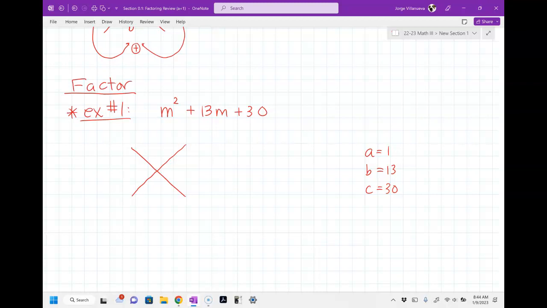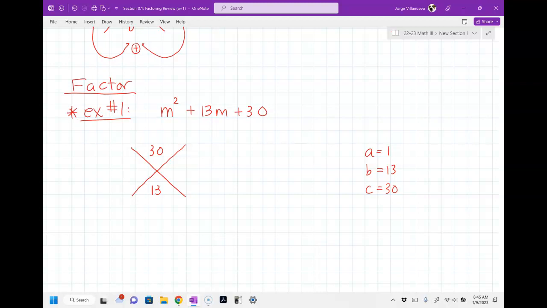So on the top of that X is A times C. So 1 times 30 is 30. On the bottom is my B term. That's going to be 13. Okay, so A is 1, B is 13, C is 30. Okay, now you're supposed to think of two numbers that multiply to 30 that add up to 13. Okay, now what two numbers multiply to 30 but add to 13?